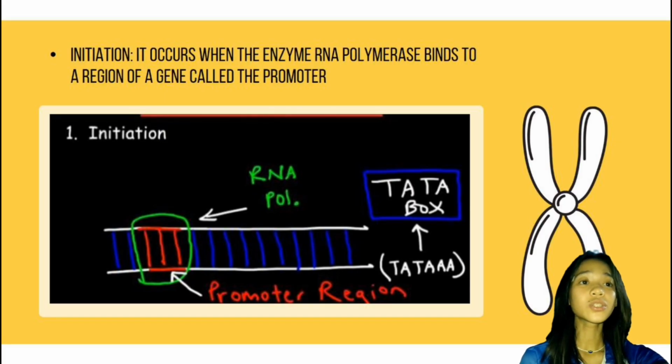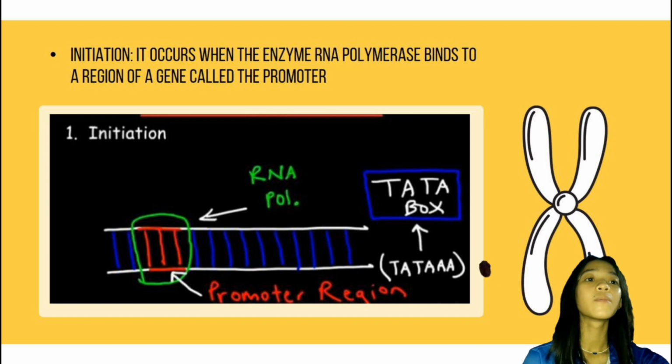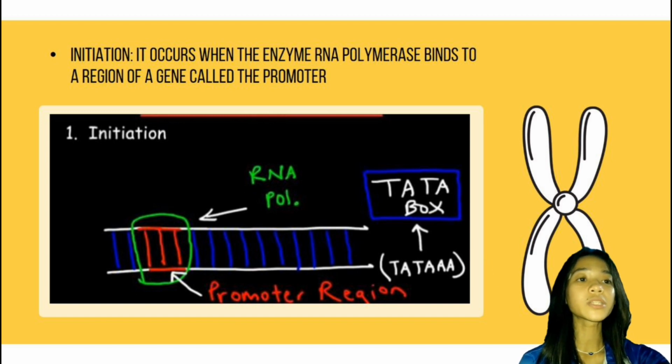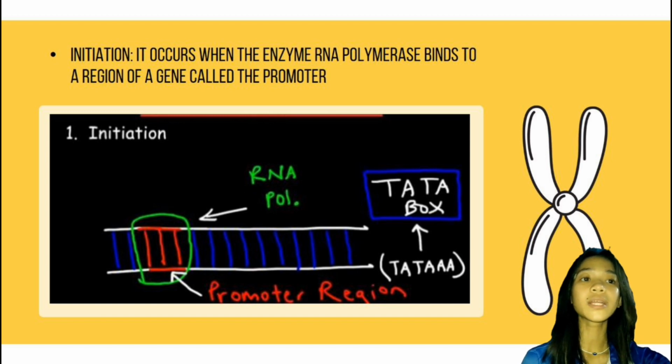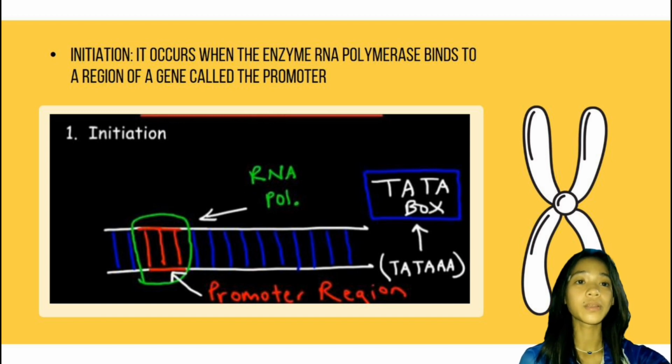So, initiation occurs when the enzyme RNA polymerase binds to a region of the gene called the promoter. You can see in the picture, where the red one is pointing, at the bottom, you can see the promoter region. And here the RNA polymerase starts, in the part marked green.